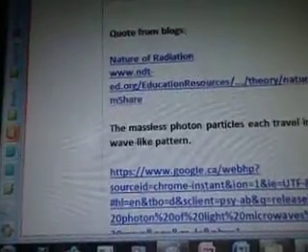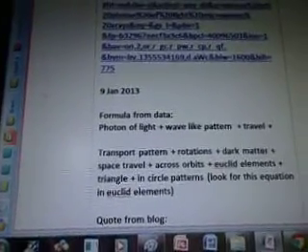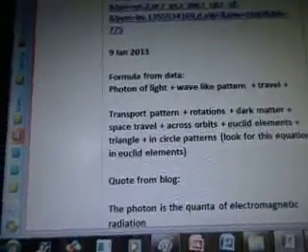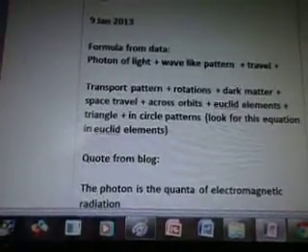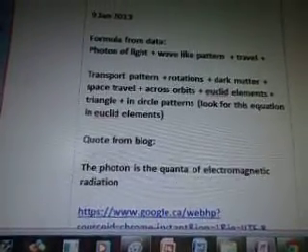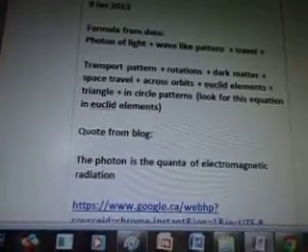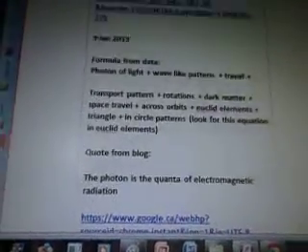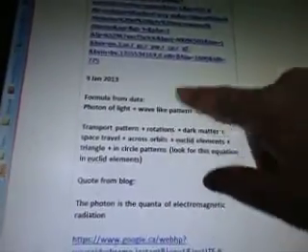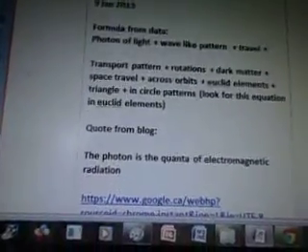So quotes in the blogs: The Nature of Radiation is www.ndt-ed.org. Massless photon particles each travel in a wave-like pattern. It's a Google link there. It's January 9th. The formula from the data is photon of light, a wave-like pattern, travel, transport pattern. Okay, what I'm talking about, transport pattern, is, I forget what the name of it was, but it's when you travel like in these wave-like formations like that. That's what I'm talking about.